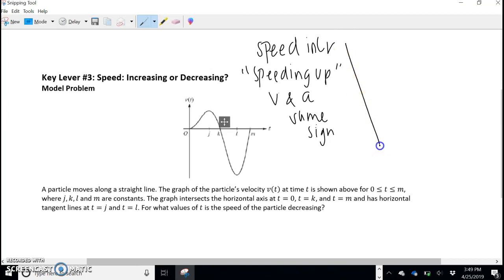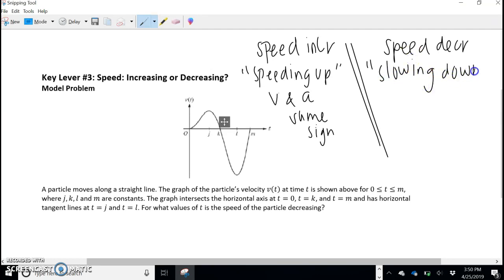And then alternatively, we could also be asked for speed to be decreasing, which another way of phrasing that is when is our particle slowing down. That's another common phrase they like to use.